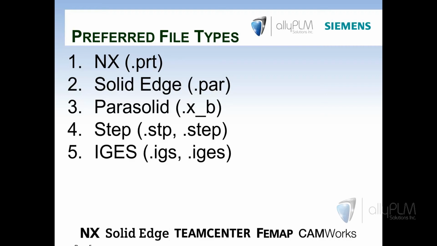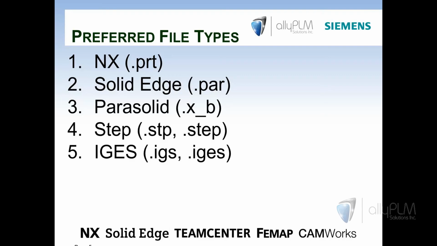The next option would be a Parasolid. Siemens owns the Parasolid kernel, and there's a lot of other popular CAD systems that use this kernel. So if your customer is using a different CAD package, you may want to see if they can export out to a Parasolid file. This is going to be much cleaner data than the next two options.